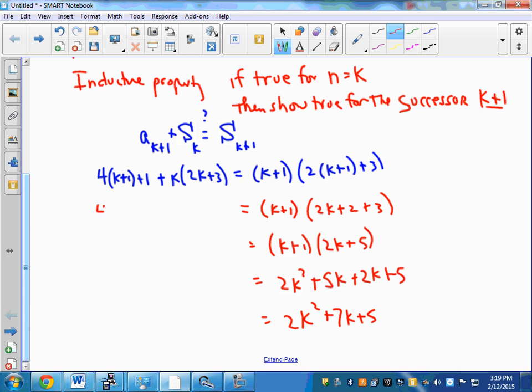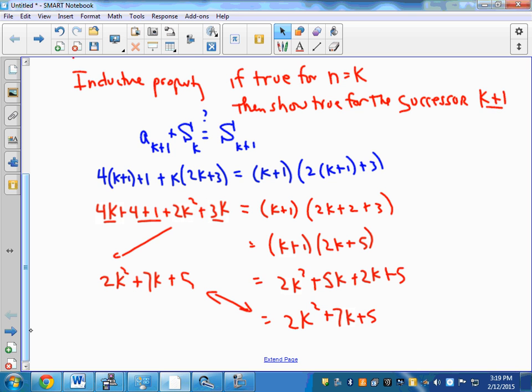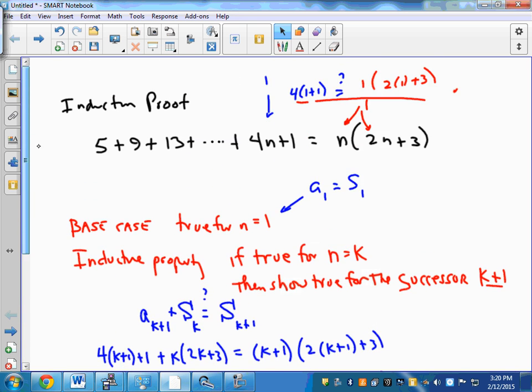Let's see, 4k plus 4 plus 1 plus 2k squared plus 3k, and if we just rearrange, we have 2k squared, there is a 3 and a 4k, so that's 7k, and we have 4 plus 1, which is 5. So they do match up. Now, all that's sort of like preliminary scratch work. What we want to do is do a very nice proof, a very nice proof.